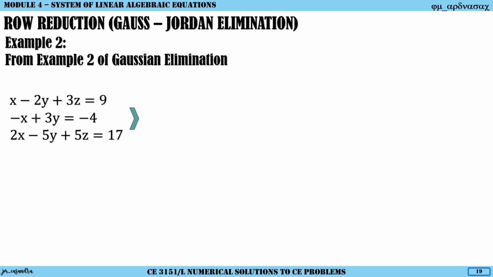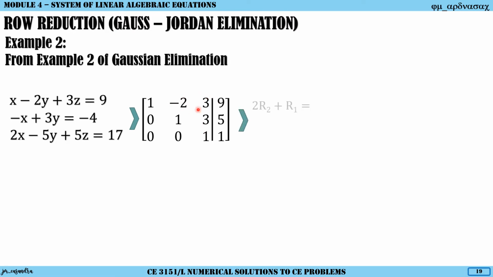Okay, so next example, let's try continuing our example 2 from Gaussian elimination. So we were able to get our row echelon form. So next step is to reduce the remaining elements to 0. So we'll now have to multiply 2 to R2 plus R1 to simplify negative 2 here. So we'll now arrive at 1, 0, 9, 19.